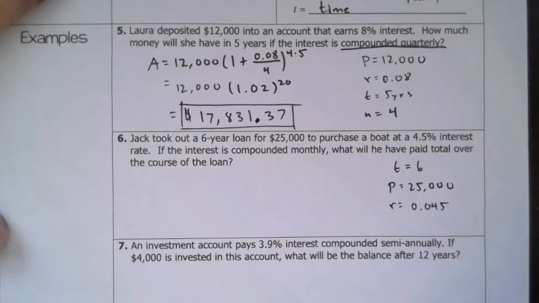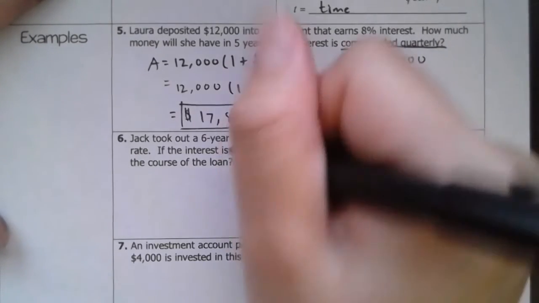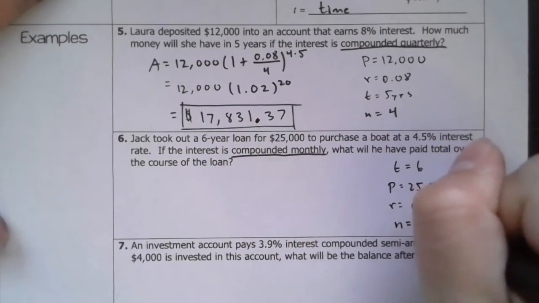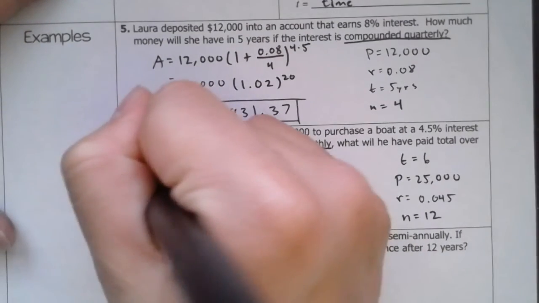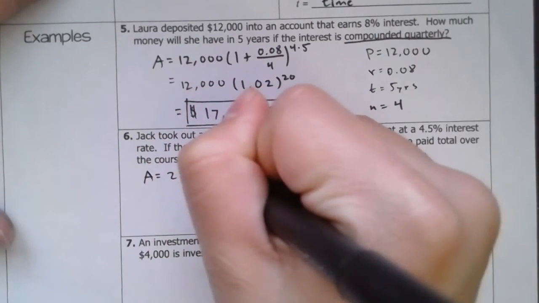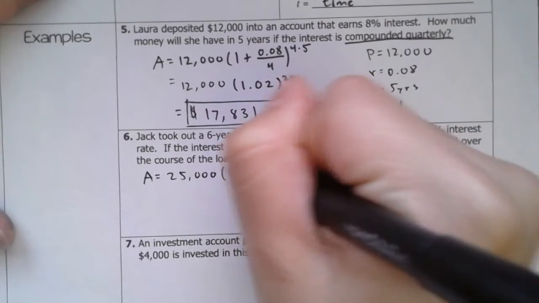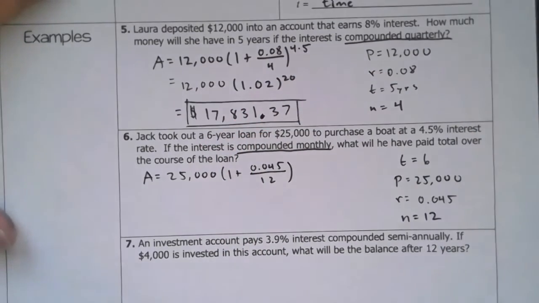Ignore the helicopter, guys, if you can hear it. And then it's compounded monthly. How many months are in a year? 12, so N is 12. So plug in and you get 25,000 times 1 plus 0.045 over 12, and that's to the N times T, so 12 times 6.